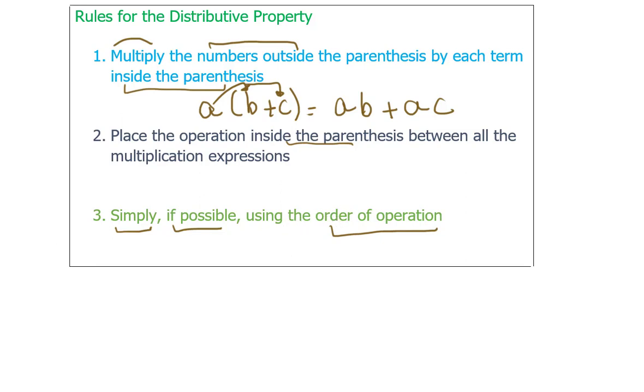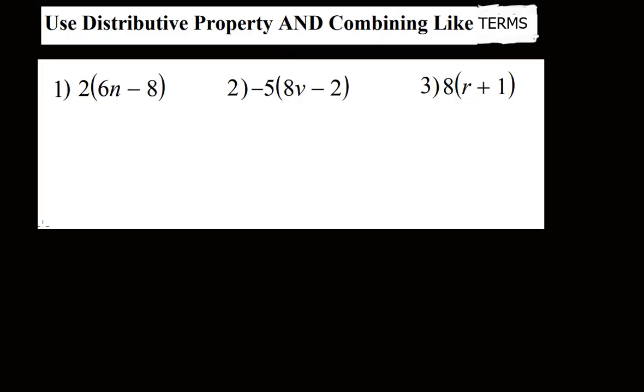So now knowing that, let's do those examples. So we will use distributive properties and combine the like terms if possible. So 2 times 6n is 12n.